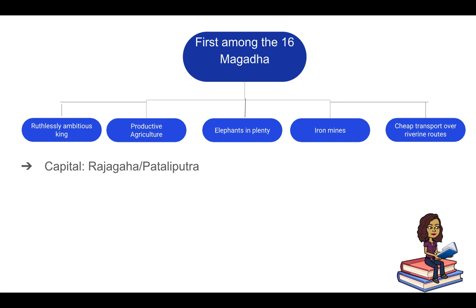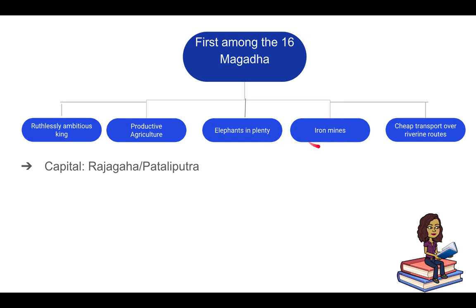So, a highly productive agriculture meant that a lot of resources could be raised to actually create a standing army. Magadha was the first Mahajanapada to have a standing professional army. So, agricultural taxation was a very important means of creating such an army. Elephants are also found in plenty in this region, and elephants were really the tanks of the ancient and medieval armies. Any army which had a large number of elephants was considered to be almost undefeatable.